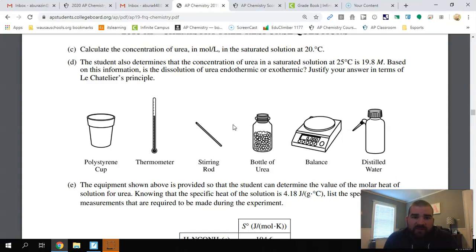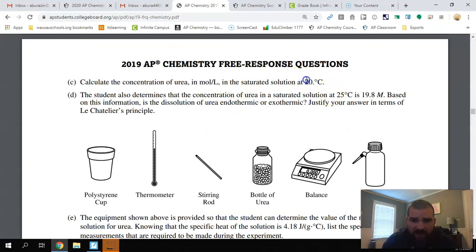The student also determines that the concentration of urea in a saturated solution at 25 degrees Celsius is 19.8 molar. So they've increased the temperature, and the saturated molarity is 19.8. Based on this information, is the dissolution of urea endothermic or exothermic? Justify your answer in terms of Le Chatelier's principle. Okay, so we calculated it at 20, they cranked up the temp to 25, and we have a different molarity.